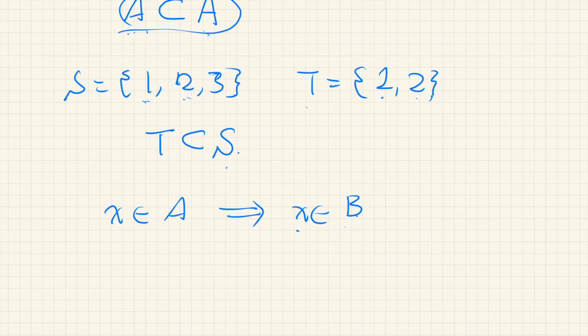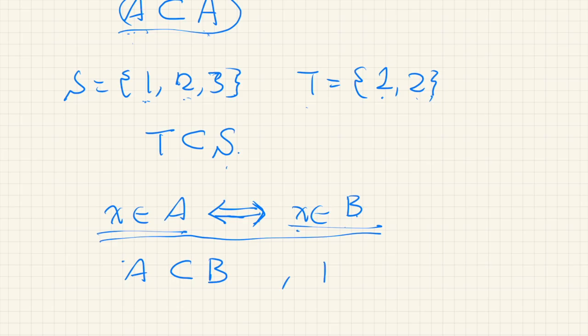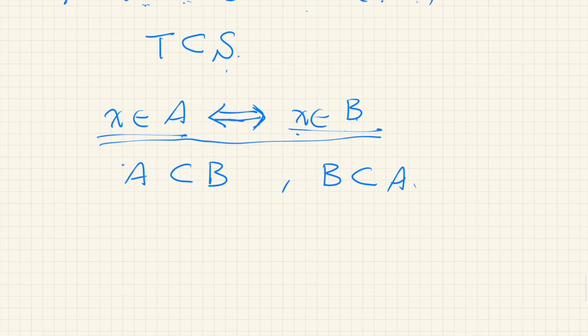And if x is an element of B, then x is also an element of A. So that means if this, then this, and vice versa. The converse is also true. In that case, A is a subset of B, and also B is a subset of A. So both hold, right? In this case, we write A and B are equal. They are the same set, basically.